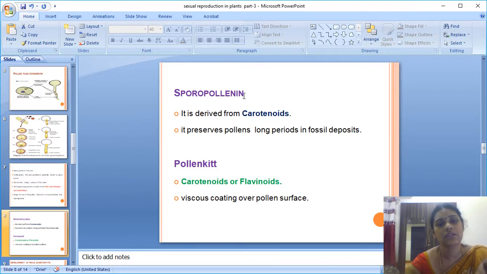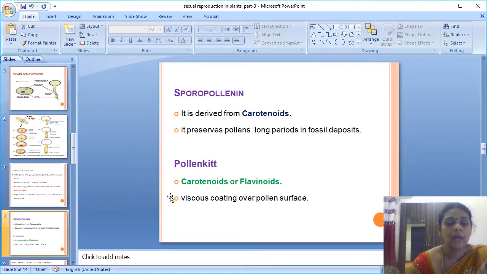It is also resistant to biological and physical digestion, as well as to acidic, alkali, and enzymatic actions. So it is very strong in nature, this sporopollenin. So it is used to preserve our pollens for a long period in the fossil deposit.